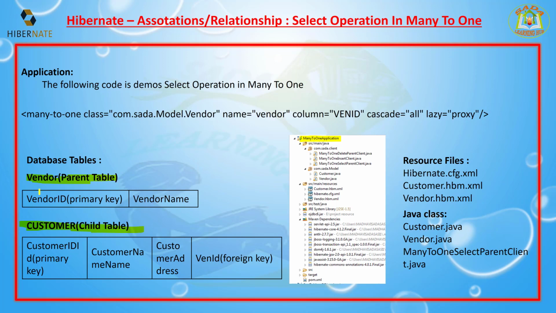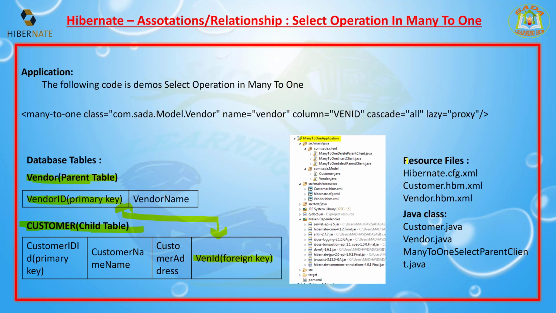Now, in the vendor table, vendor ID is my primary key, and in the customer table, vendor ID is my foreign key. This is the primary key and this is my foreign key. I'm going to establish the relation between the two tables by using the vendor ID.